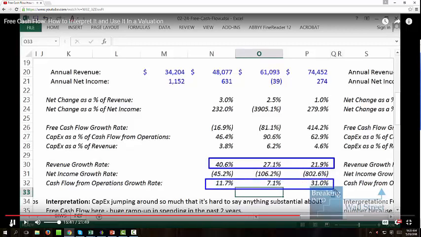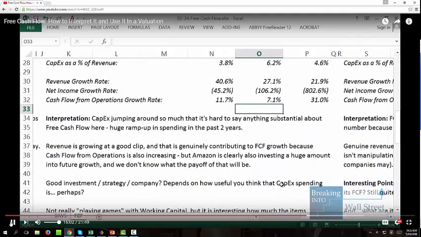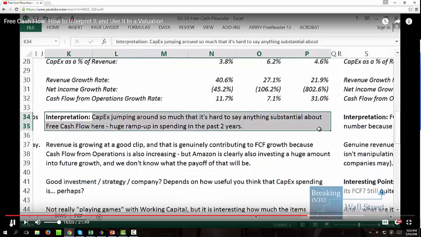Cash flow from operations also growing, at least the growth is positive each year. So we have that. And so our conclusion here is that the company's organic growth is also leading to growth in cash flow from operations. So it's not as if they're playing games or doing something unusual with working capital or non-cash charges. So it really is flowing down to cash flow from operations for the most part. But Capex is jumping around so much that it's hard to say anything substantial about free cash flow.